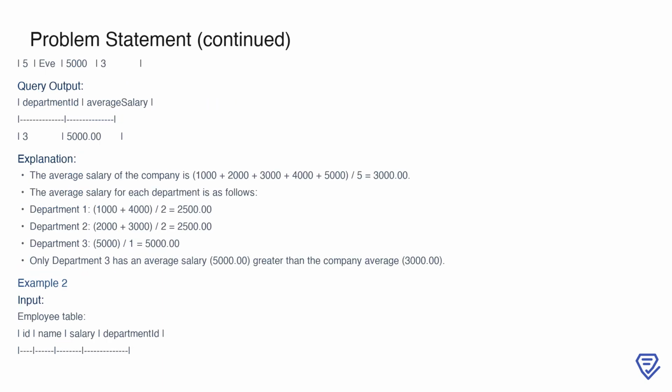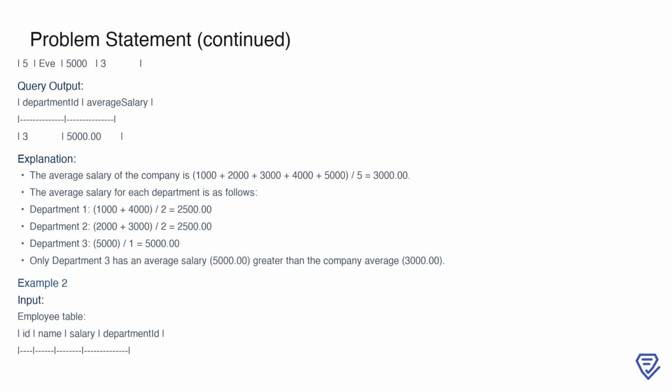In the example provided, the employee table includes 5 employees, each assigned to one of 3 departments. The company's overall average salary is calculated by summing all employees' salaries and dividing by the total number of employees, which gives 3000.00. For each department, you calculate the average using only the salaries of employees within that department.